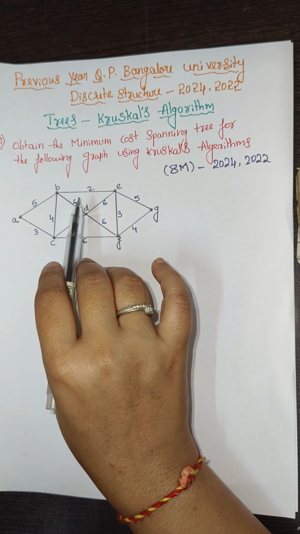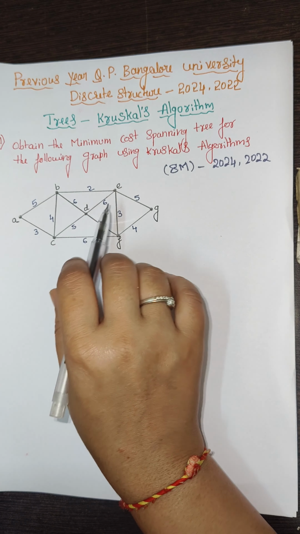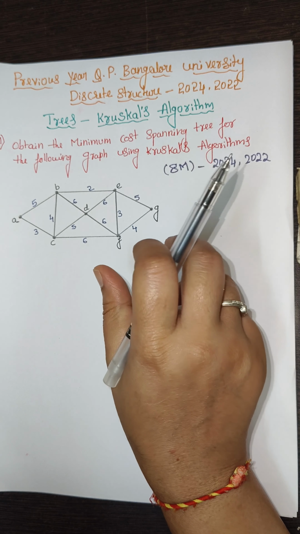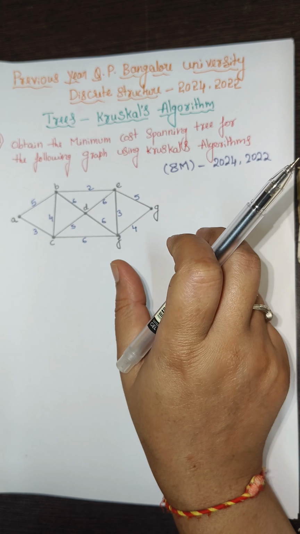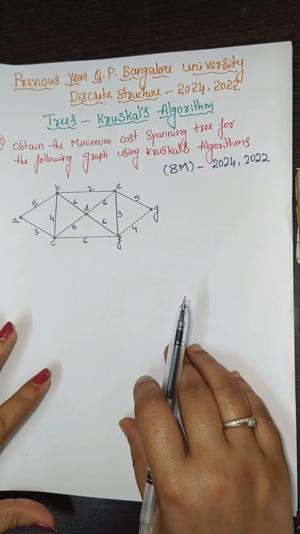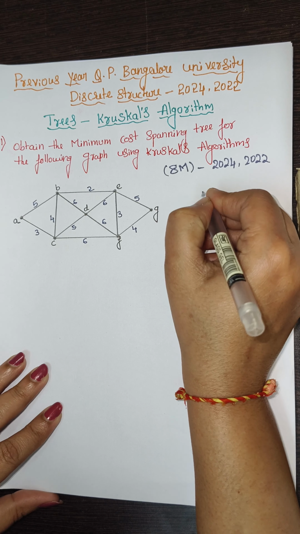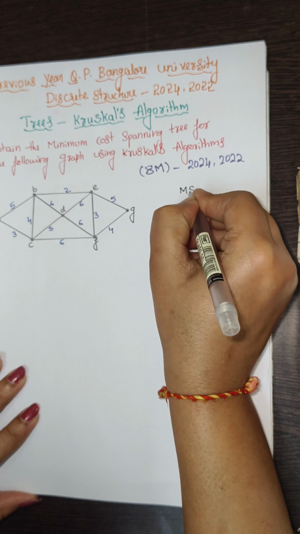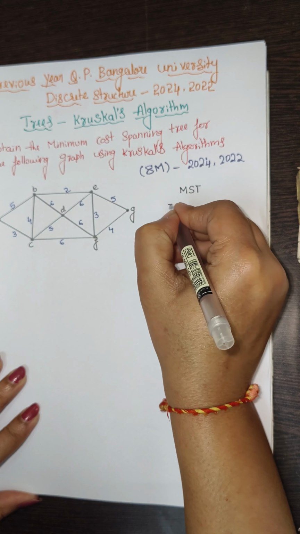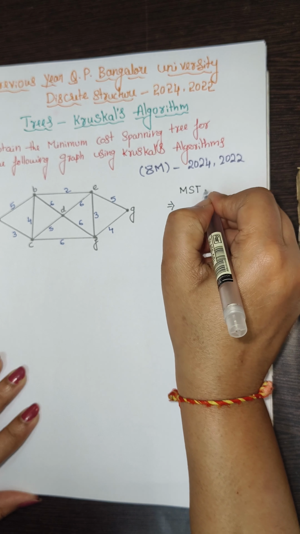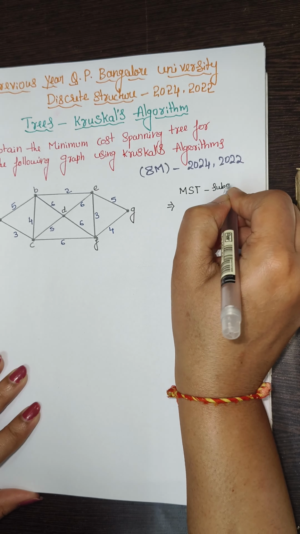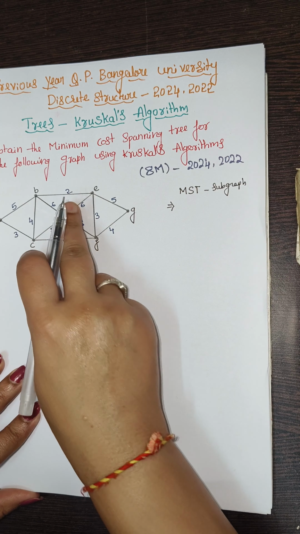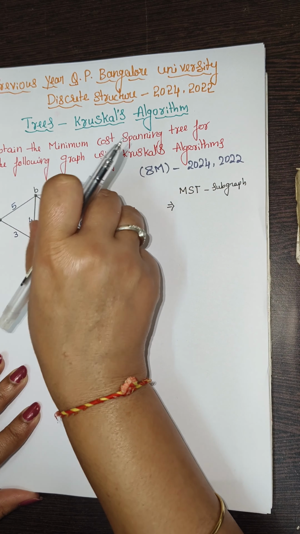Before solving this question, I will summarize once again what we studied about MST. First we have to remember the meaning of MST. That is very important, and according to that we will solve. Briefly, MST is a subgraph of the given graph. The MST is a subgraph of this graph only.